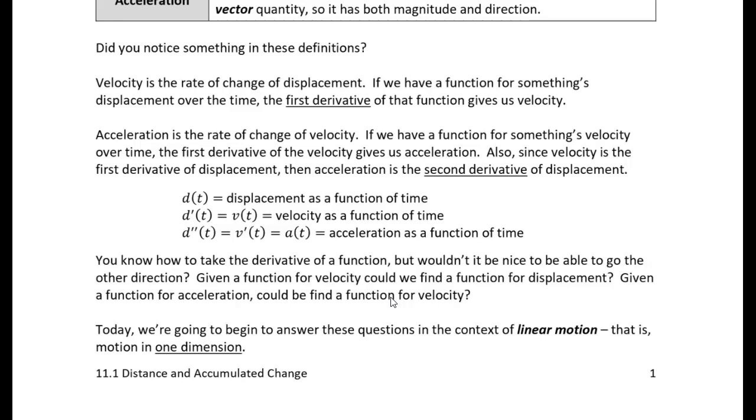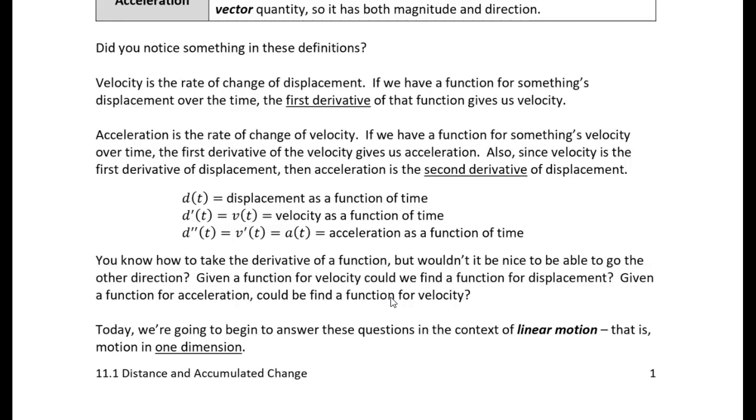So it would be nice to have some way of going backwards, to go the other direction and work from a derivative and find information about the original function. And that's really what this whole chapter is about. Chapter 11 is all about integration, okay? And so today we're just going to confine our discussion to applying these concepts to linear motion.